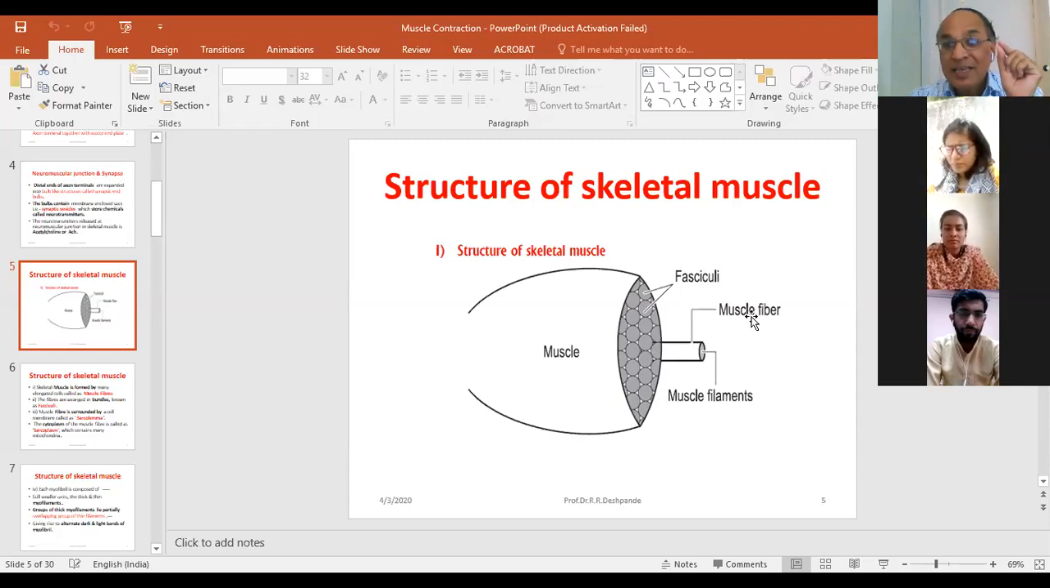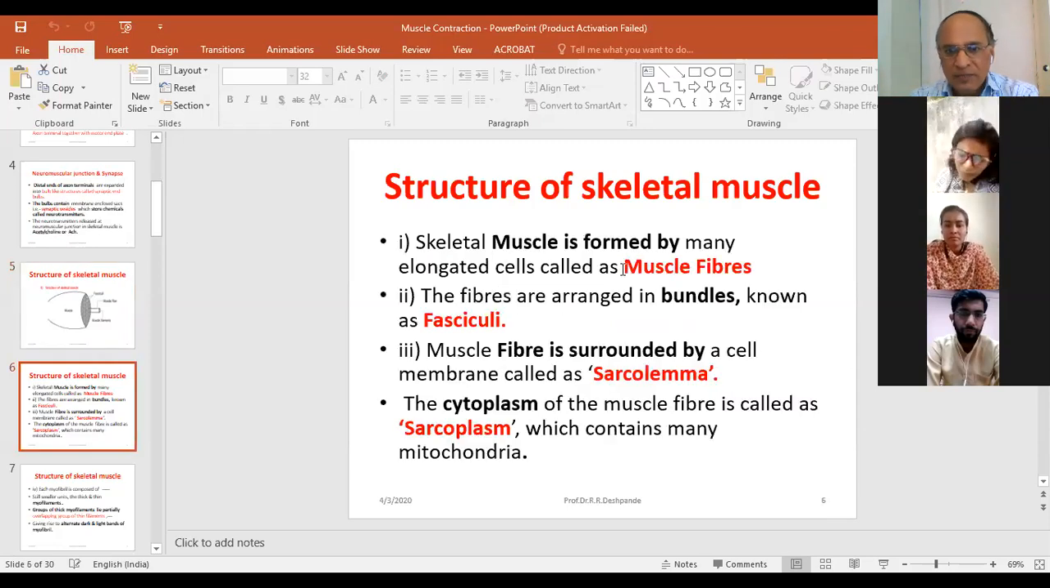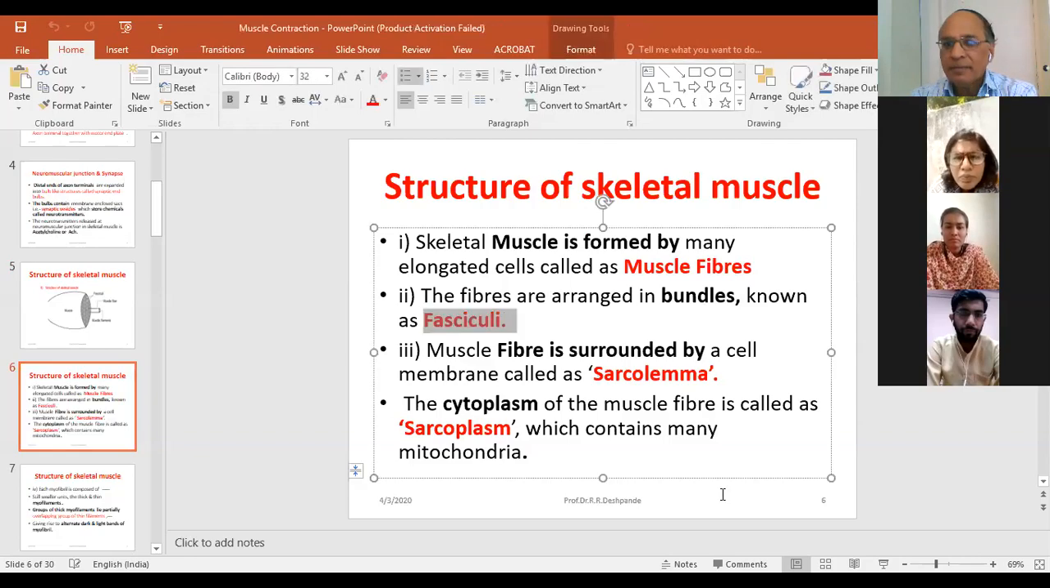Understanding the muscle cell. I'm talking about the muscle cell now. Remember. Okay, so skeletal muscle is formed by muscle fibers. Those muscle fibers are like a bundle of wood, tied together. Similarly, the bundle is called, here you can see, fasciculi.